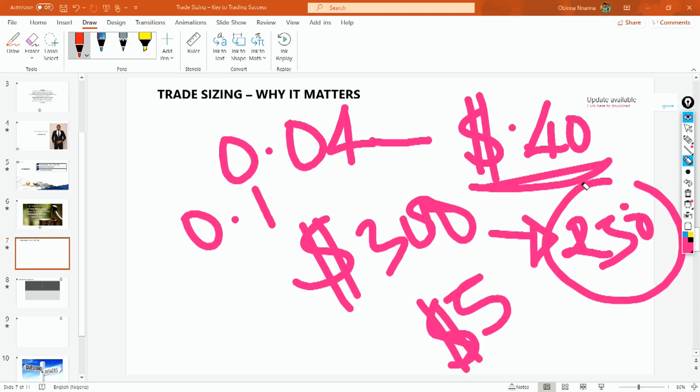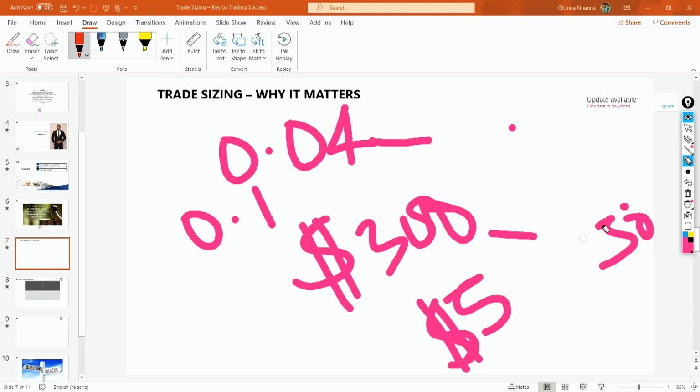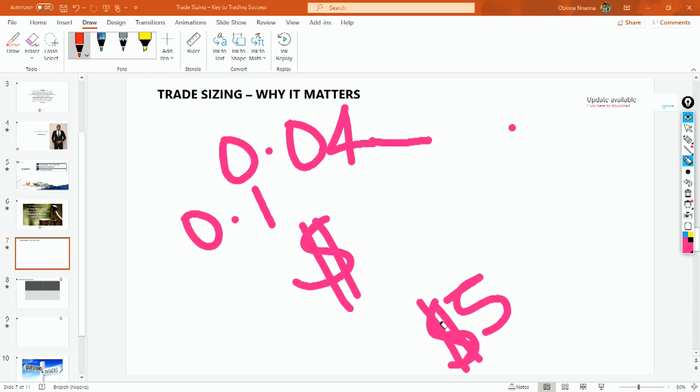Now, another important thing I want to discuss is margin, and it also links very well with what I'm discussing now. You need to understand that when you're trading, if you turn on your MT4, you'd see your balance, you'd see equity, and then you'd see margin.